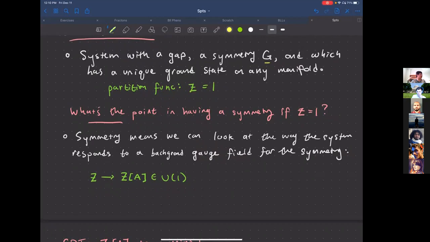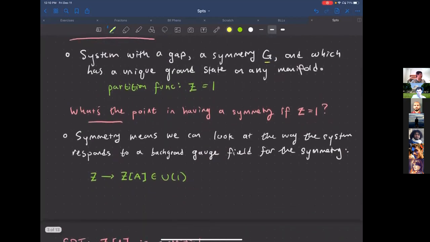So what that means is, if I have some symmetry, then I can couple my system to some gauge field A for that symmetry, and I can look at the partition function in the presence of that gauge field. So if my symmetry, for example, is U(1), then what I would do is look at some term where I take the current for the symmetry and couple it to some field like this. And then I would study what happens to the system in the presence of this background field.